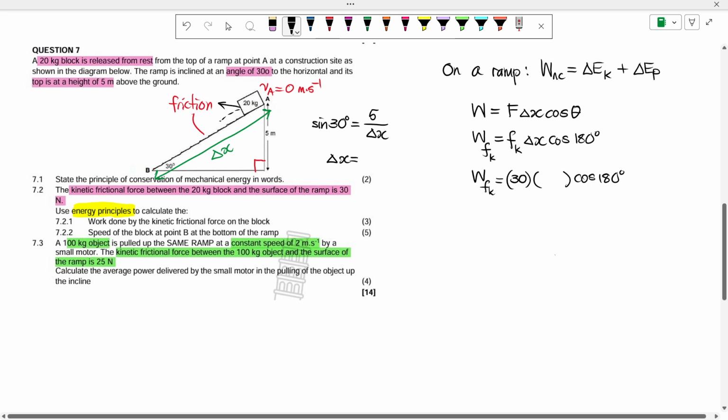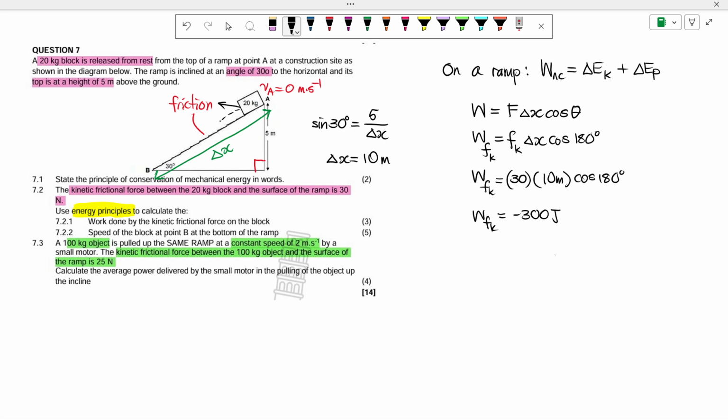And I think if I just divide 5 by sine 30, I'm just going to get 10 meters. Just check with me. Yes, then that means the work done by friction will be negative 300 joules. And someone can ask, do I write it as a positive? What do we say? It doesn't matter because frictional force is not a vector, it's a scalar.